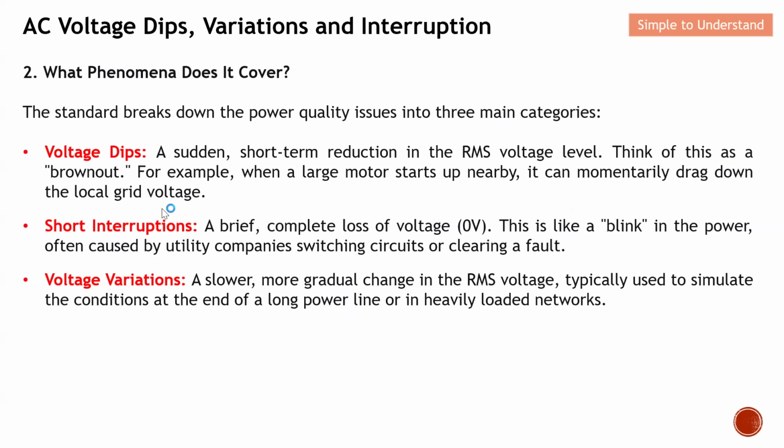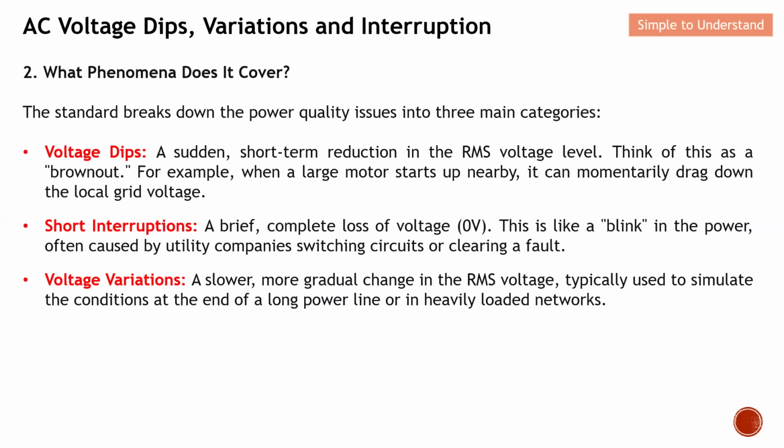Next, the short interruption is a very brief, complete loss of voltage, which means totally zero voltage. This is like a quick blink in the power. It is often caused by utility companies switching the circuit or clearing a fault. That's why we need to have a short interruption. Next is the voltage variation, a slower and more gradual change in the RMS voltage, as you can see from my previous slide.